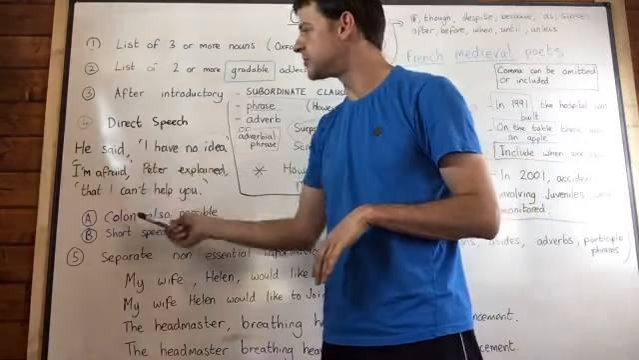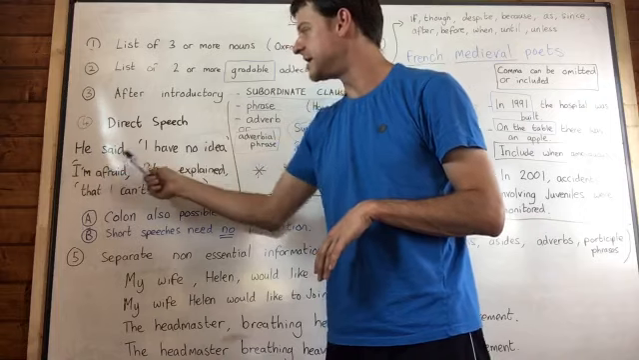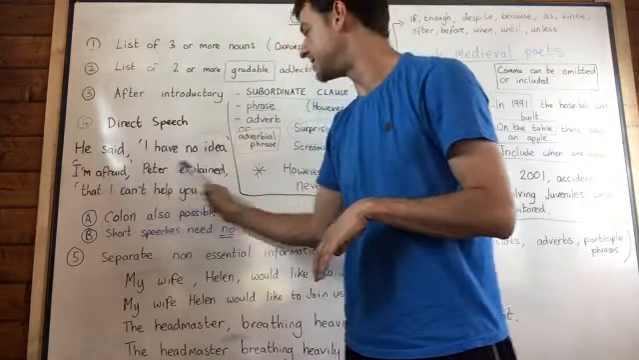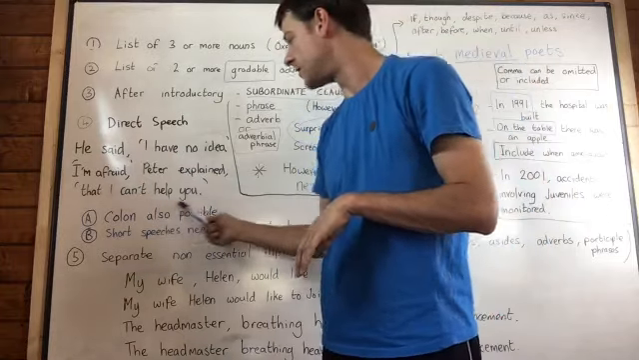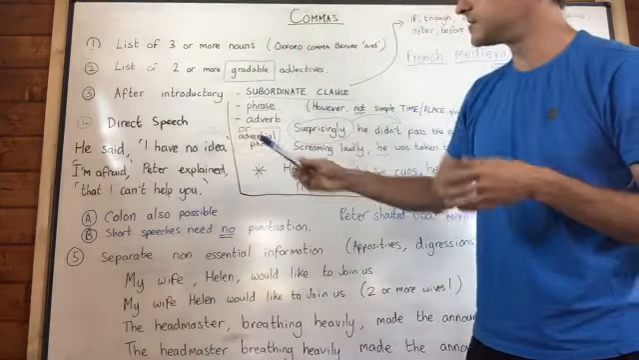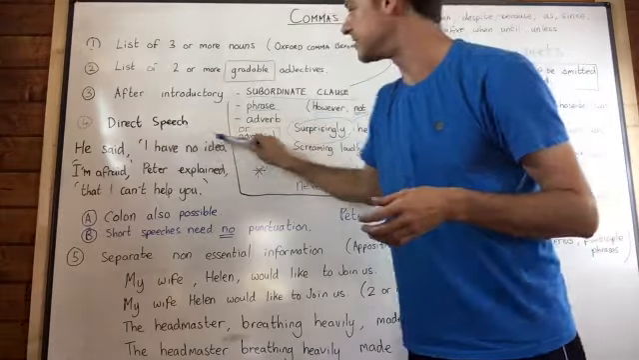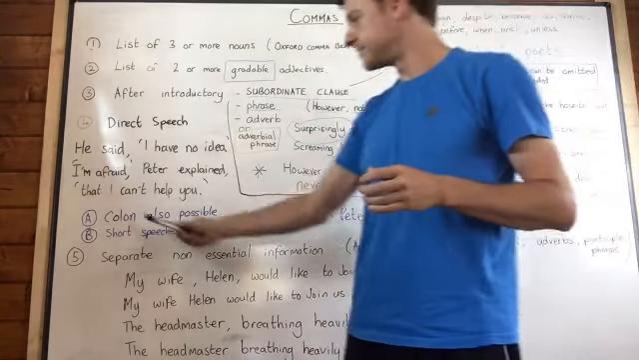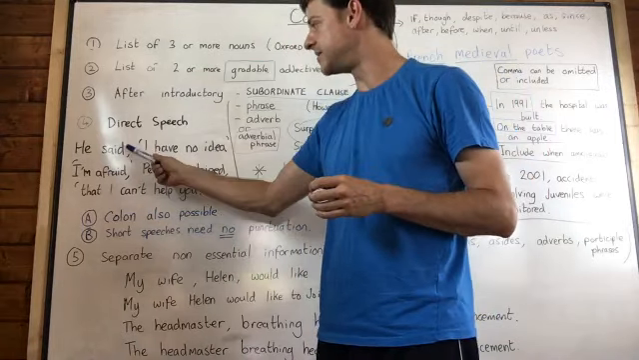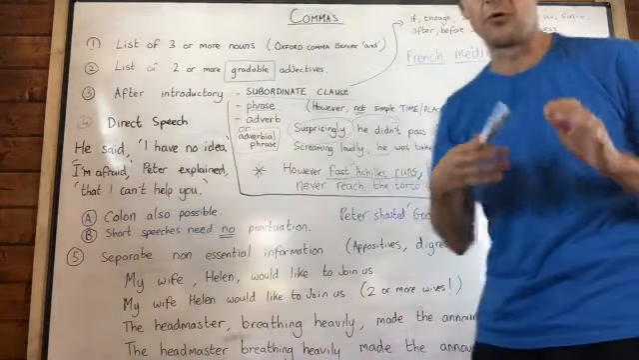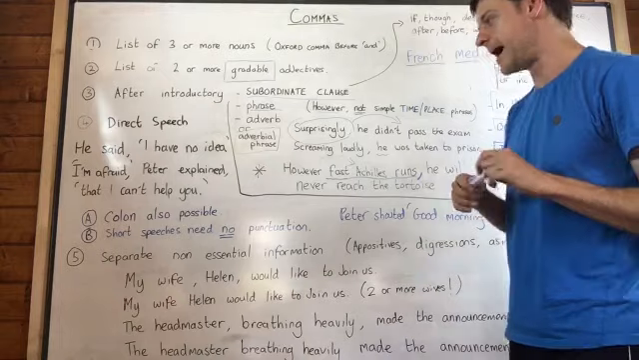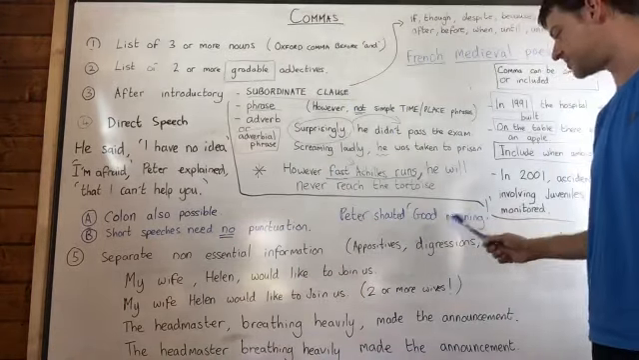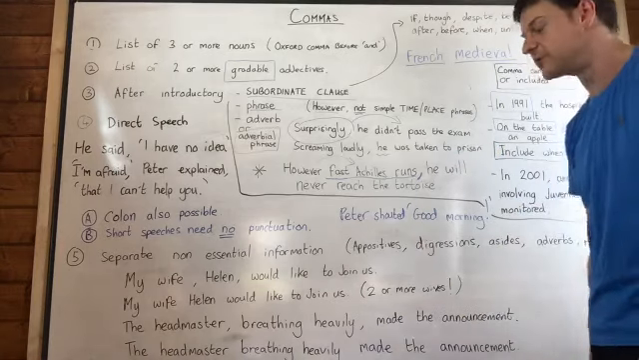Okay, we also use commas in direct speech. He said, comma, I have no idea. I'm afraid, comma, Peter explained, comma, that I can't help you. In these kinds of direct speech where you have the speech marks, please use commas. However, colons are also possible. He said colon, that tends to be more formal. And short speeches need no punctuation. Peter shouted good morning, no comma at all.